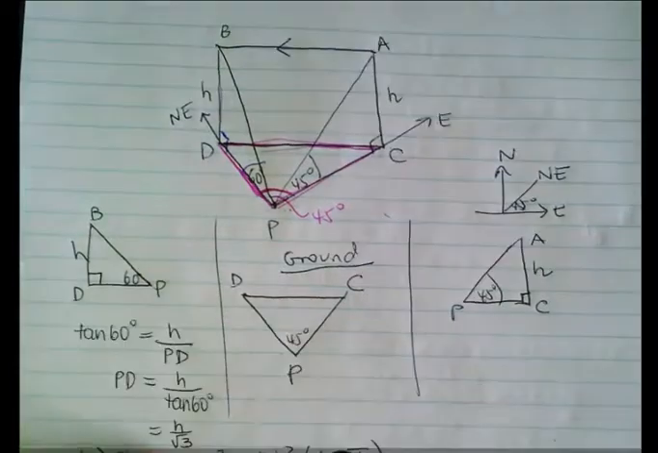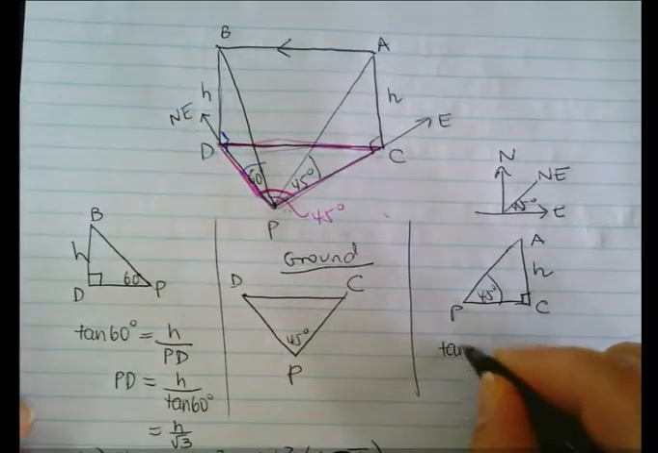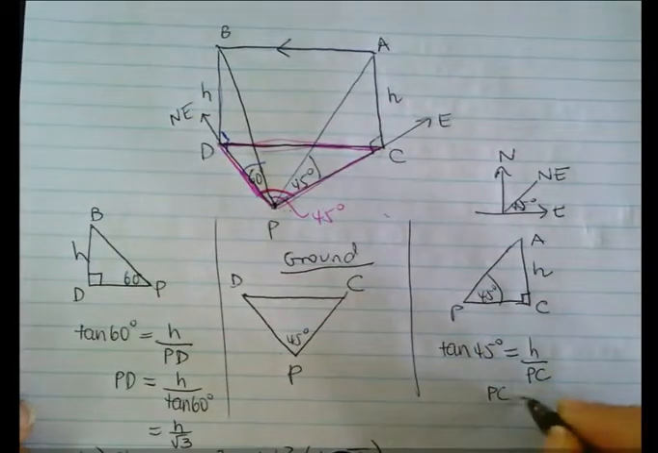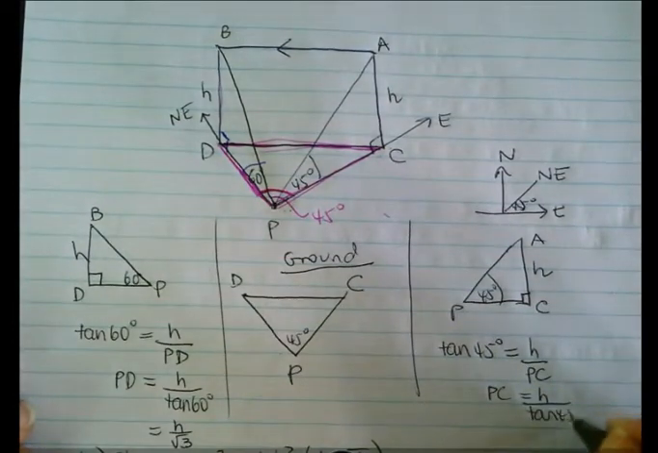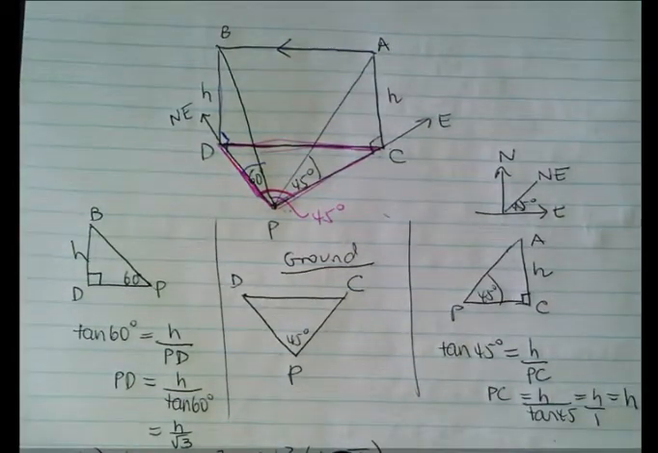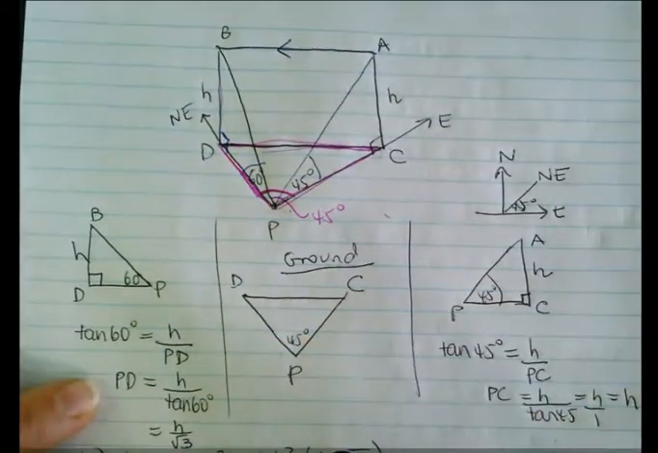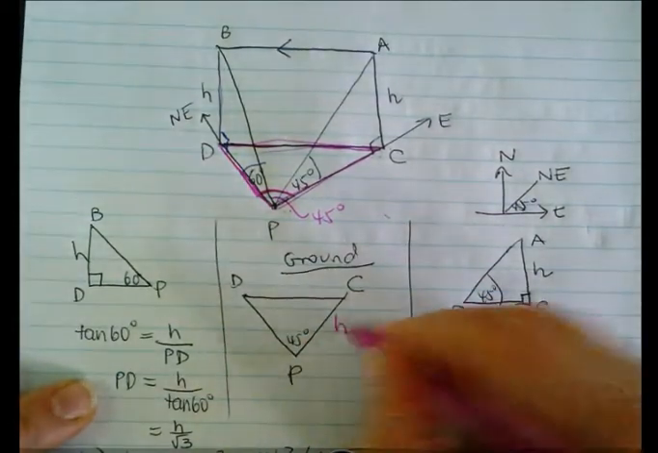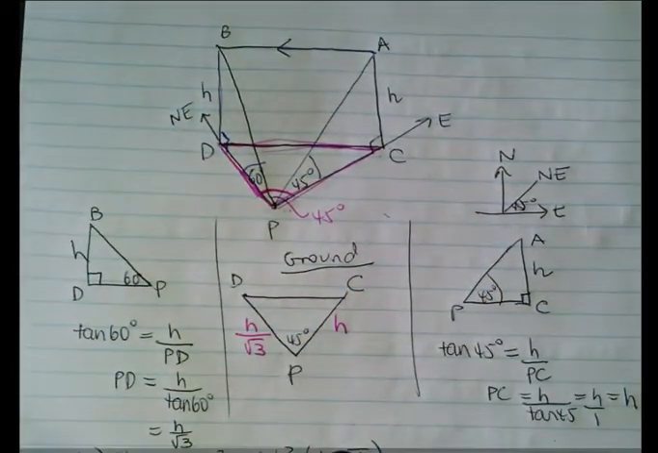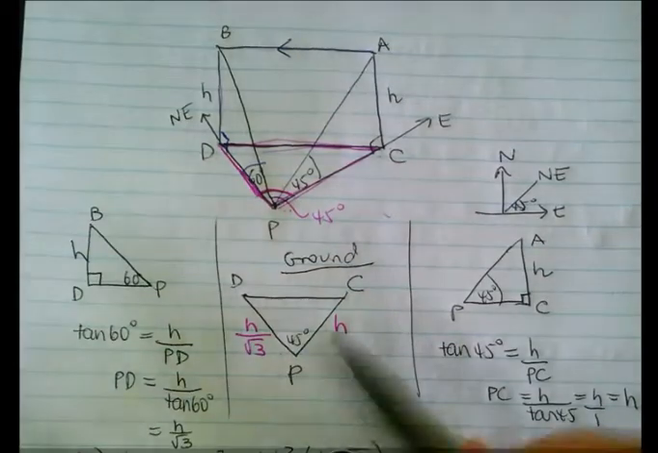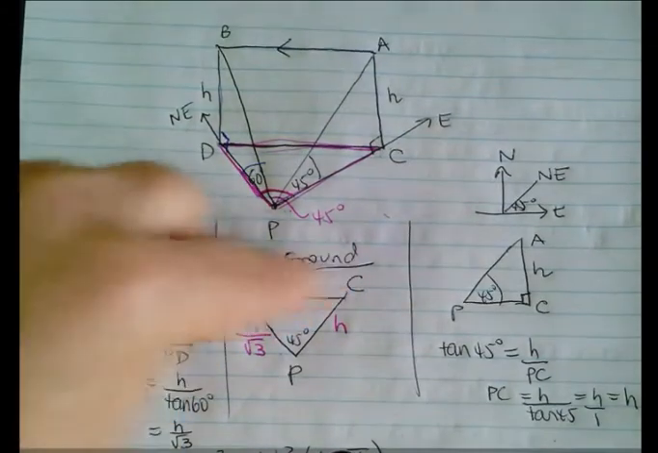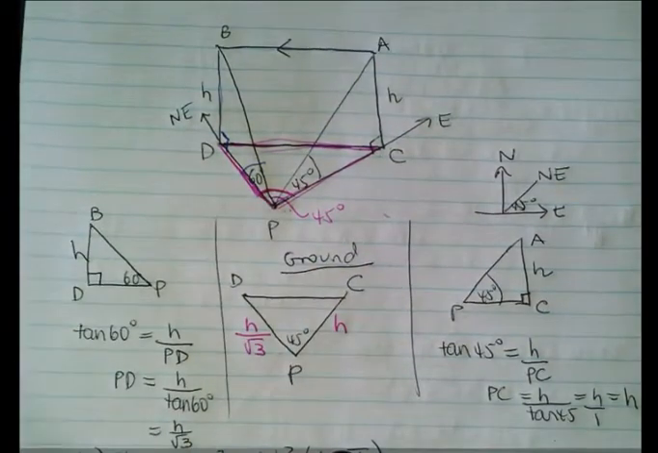Root 3. Sorry. Now over here, again, tan of 45 degrees is H over PC. So PC equals H over tan 45, which is H over 1, which is H. So now we can put those lengths on our ground level diagram. PC is just H, and PD is H over root 3. And look what you've got. You've got the cosine rule on the ground diagram. Two sides and the included angle, and you can find CD using the cosine rule.